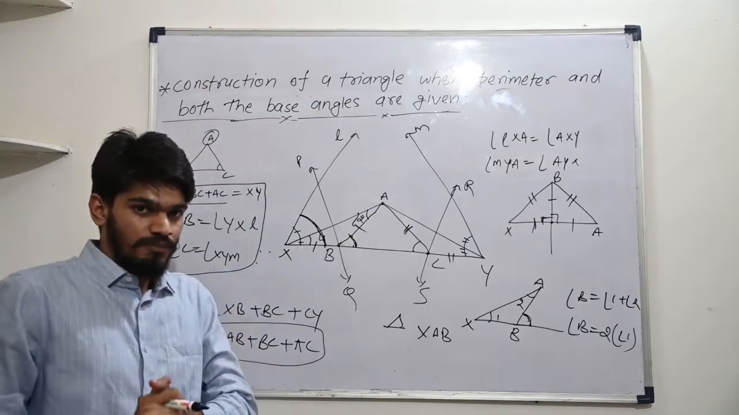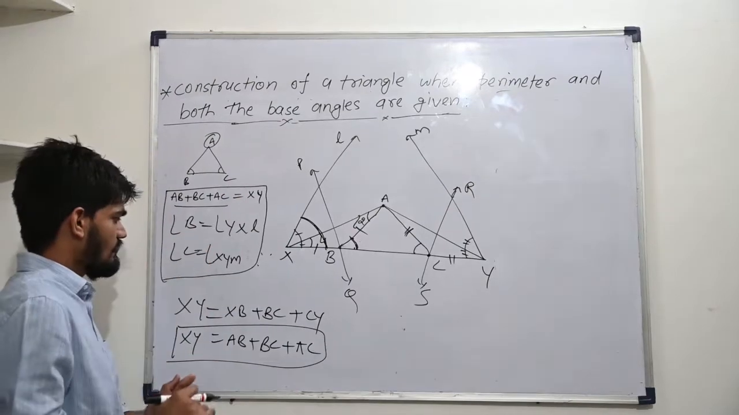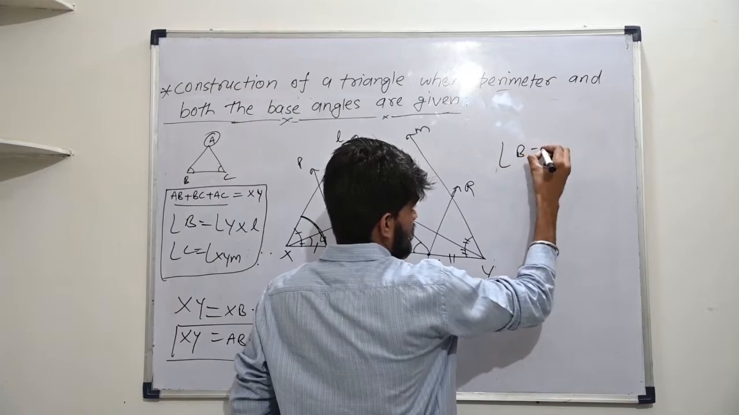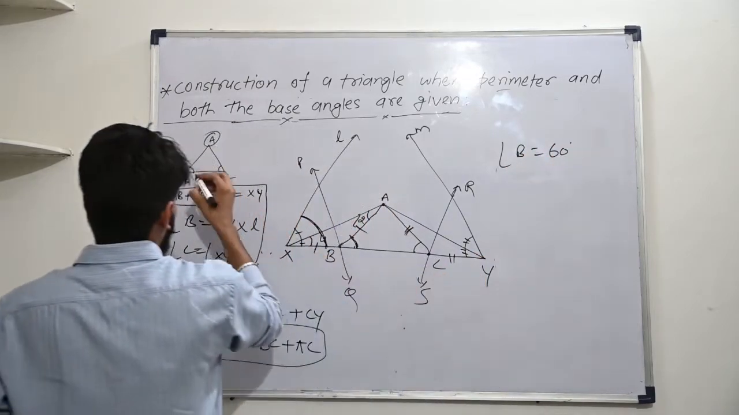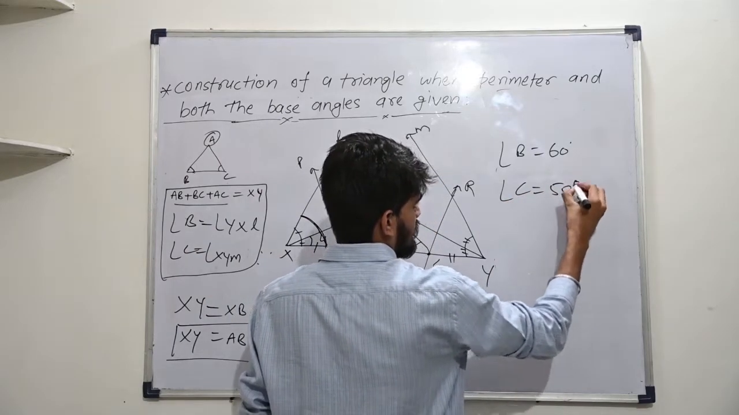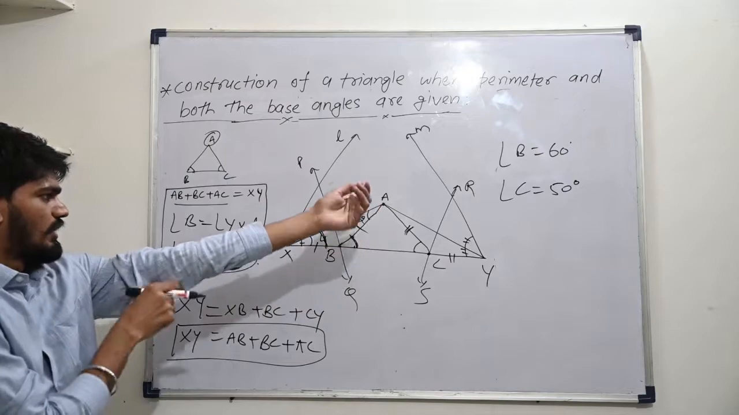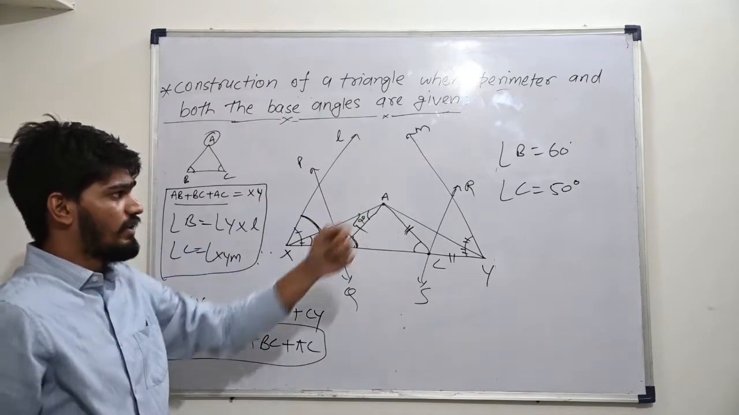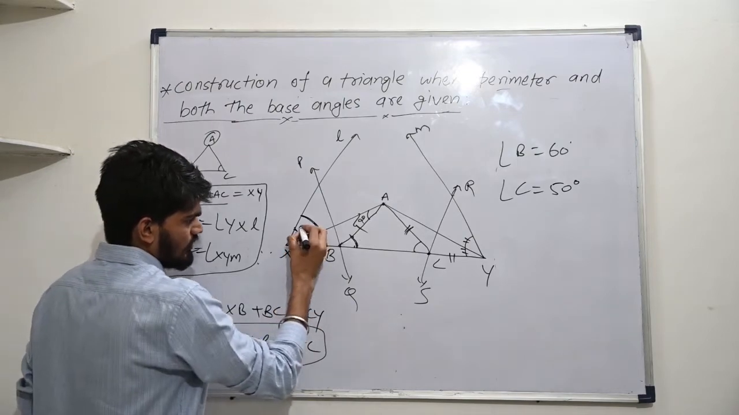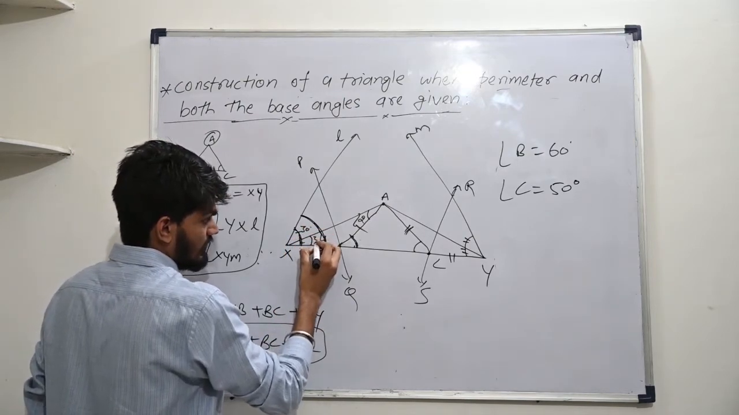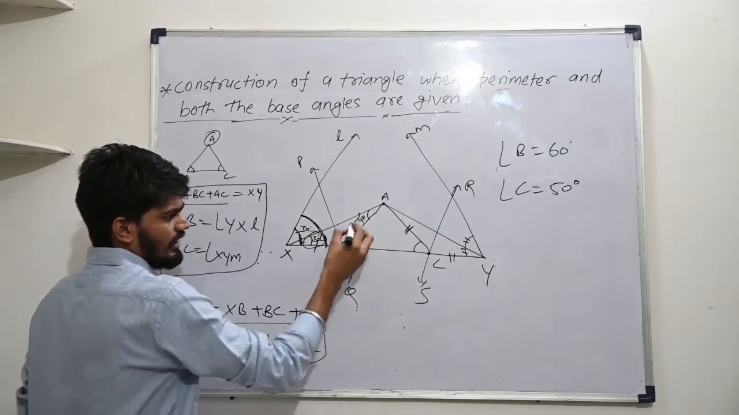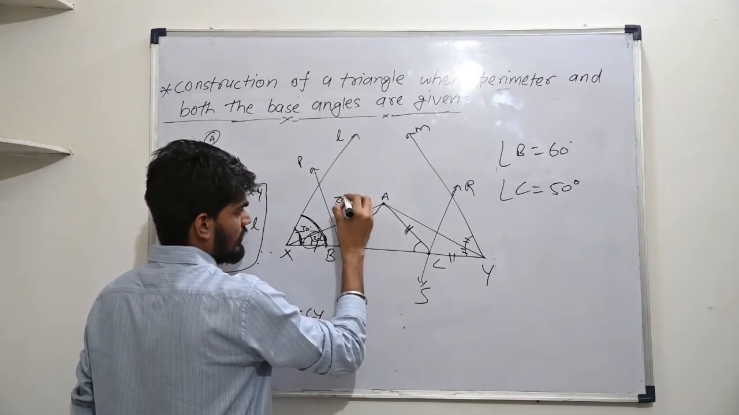Alright, now let me give you a small example. Let's say we have an example in which angle B is given as 60 degrees in the starting, and angle C, let's say, 50 degrees. So what we did in the starting, angle YXL equals angle B, that is 60 degrees. So this complete angle is 60 degrees. Its angle bisector will make this 30 and this also 30, and then this angle and this angle are equal, so it will also be 30 degrees.